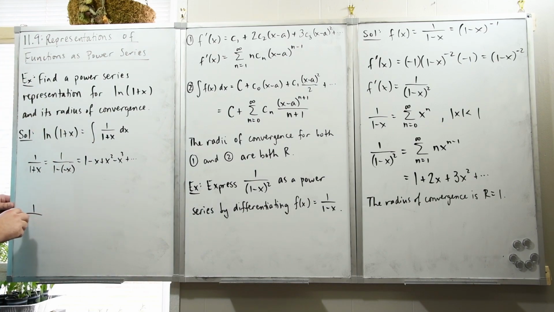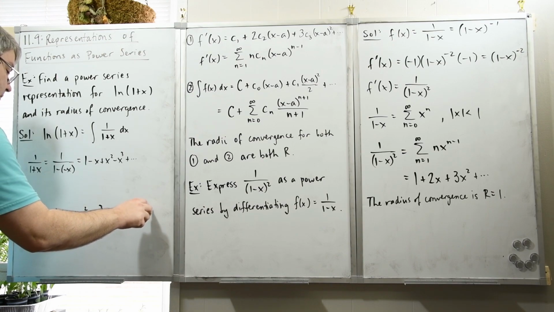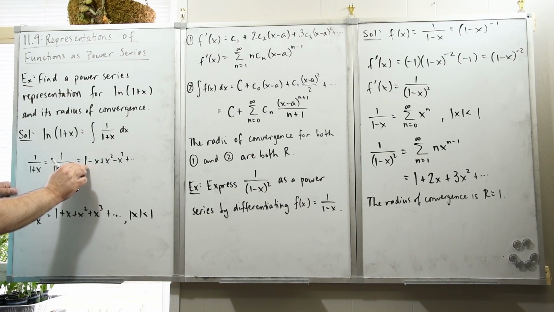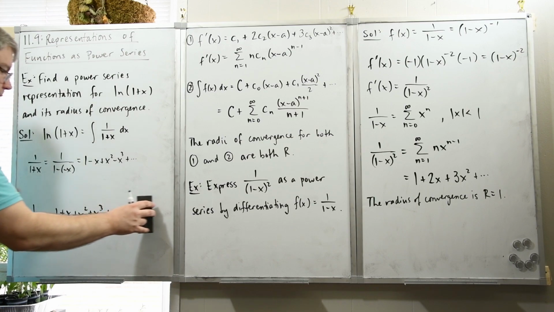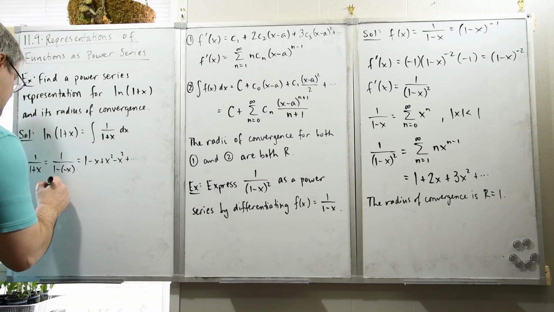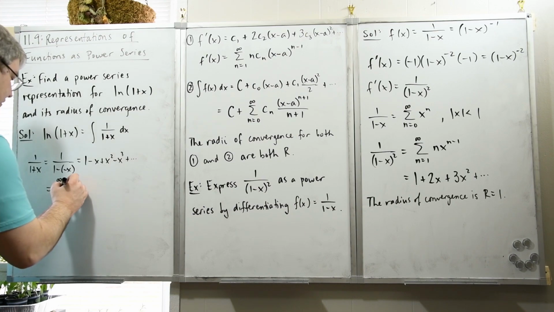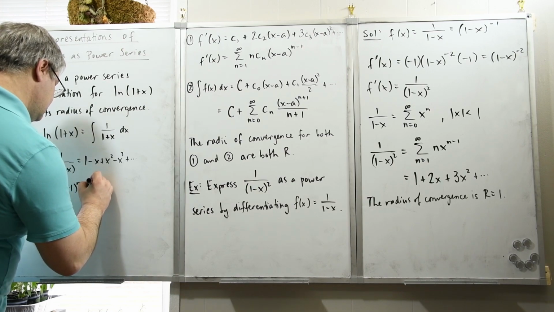Basically what you're doing is you're replacing the x's with negative x. So 1 plus negative x is 1 minus x, plus the square of negative x, plus x squared, plus the cube of negative x, minus x cubed, and so forth. And so this would be the same as the summation n equals 0 to infinity of negative 1 to the n times x to the n.